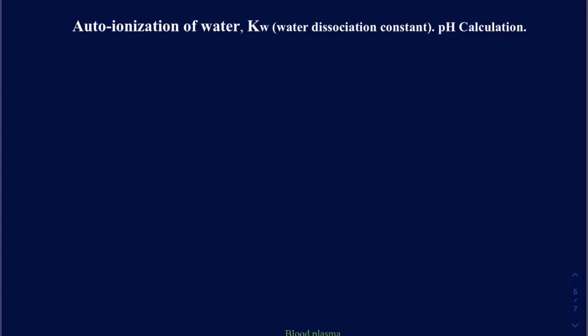In this session, we're going to be talking about the auto-ionization of water, which is also called the water dissociation constant, Kw. We'll be talking about the pH scale and how to calculate the pH of strong acids and strong bases. So in a previous tutorial, we talked about how water could act as an acid and base, or another way of saying, that water is amphoteric. So that's where we're going to start out.